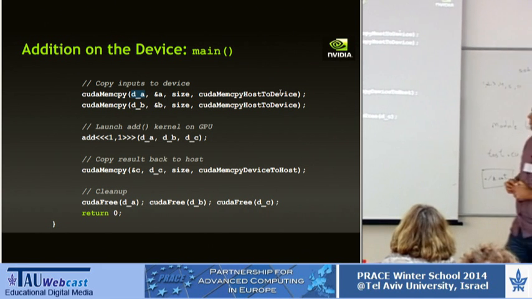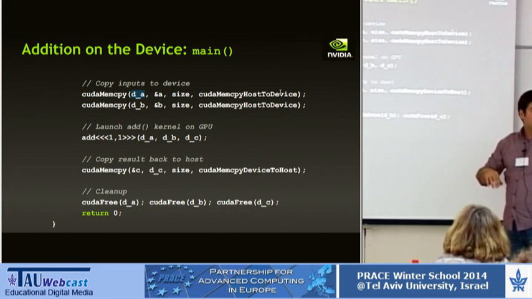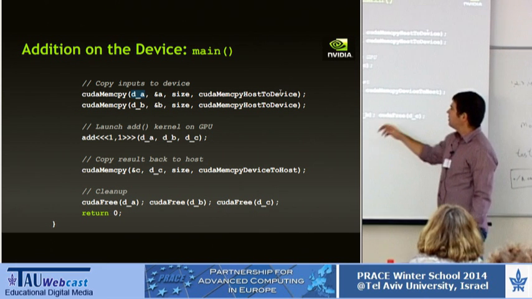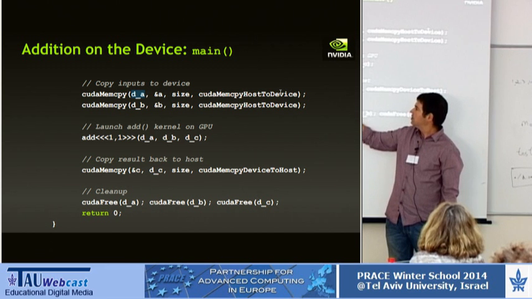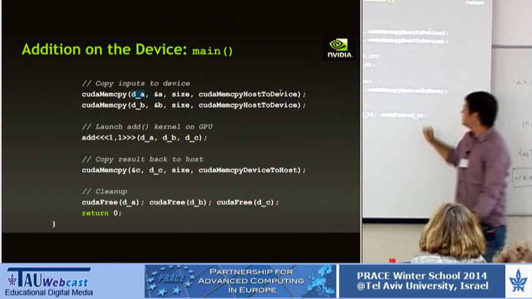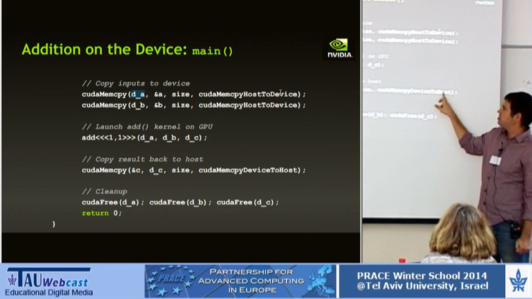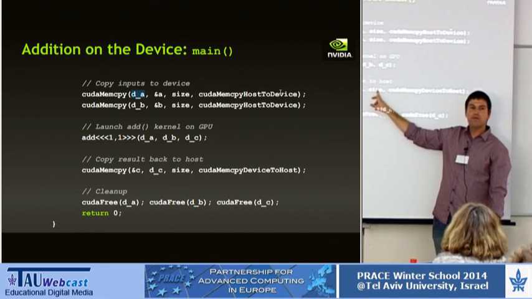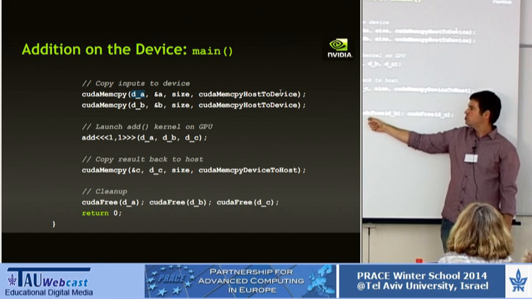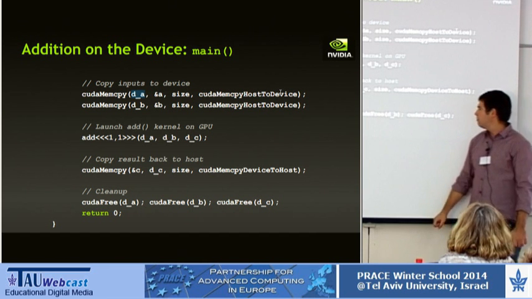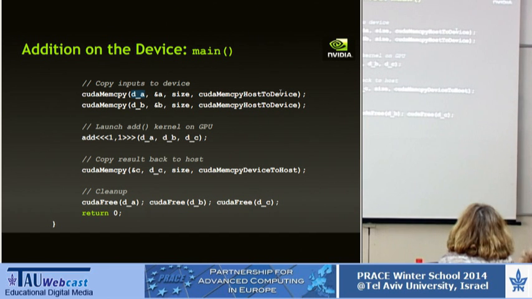Once this is done, you have to copy the result back. So again, cudaMemcpy, destination first, so from the device to the host, so it means cudaMemcpy device to host this time, of 4 bytes, and you have the result back. And the only thing left to do is cleanup, freeing the memory that we allocated. Okay?